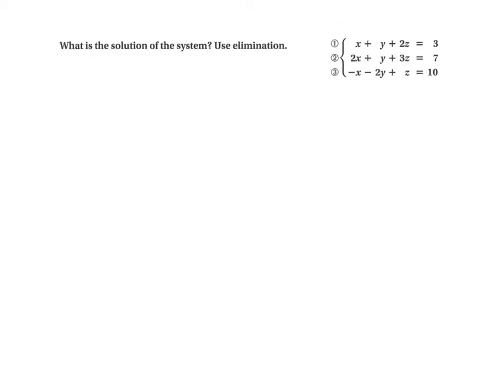Let's try another one. So here we have our three equations. Notice they're numbered 1, 2, and 3. I want you to do that every time you do a problem like this. And I have my x's and y's and z's lined up. The numbers are all on the right-hand side.